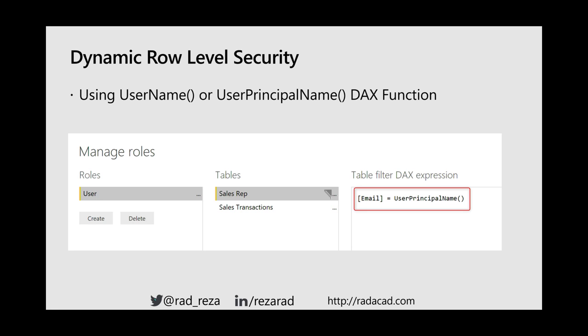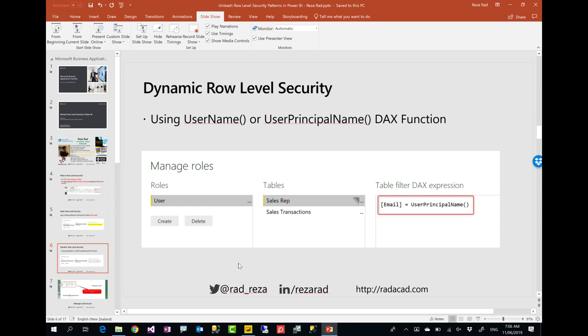Now let's filter it out. There is a slight difference between the USERNAME and USERPRINCIPALNAME functions when you use them in Power BI Desktop. One of them gives you the local domain, the other one will give you the local user on the machine. But when you publish it to the Power BI website, they both will give you the same answer. It would be the Power BI user account. So I'll show you an example of this.